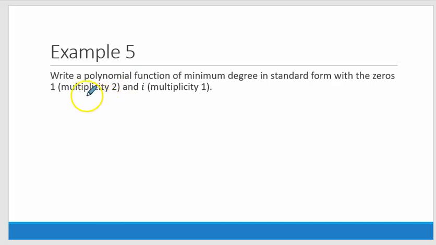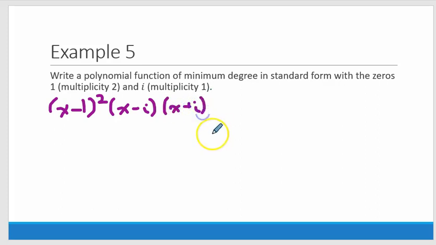multiplicities here. So this time when they say I have a 0 of 1, that means I need to write x minus 1 squared, or if you'd like to write that out as x minus 1 times x minus 1, that's fine. And then my other 0 was i, so I have x minus i. This one is multiplicity 1, so it's to the first power, but it is a complex number. So the conjugate of i is negative i, which means I also have to include that factor on my own. Again, they only give me one of the imaginary numbers. You have to know the conjugate is also there.